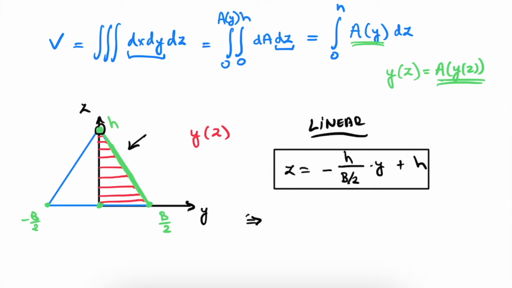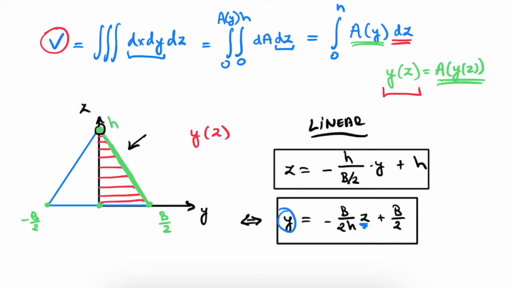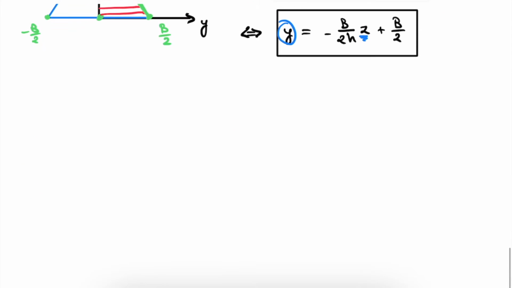However, we want to know how y changes when z changes. So we can simply rewrite this formula to get y is equal to minus b over 2h times z plus b over 2. And this is exactly the formula that we needed, because at this point we see how y changes when z changes. And because we now know how y changes when z changes, we know how A changes when z changes. And this we need in order to calculate the integral over dz to get our volume. So this is what we are going to do right now.